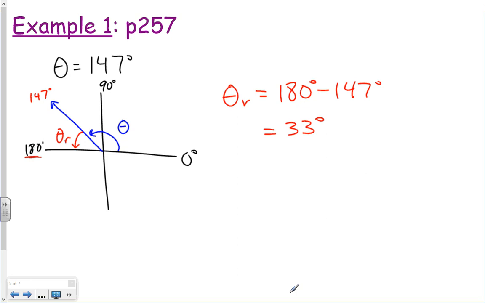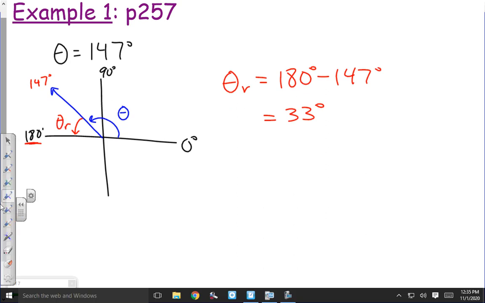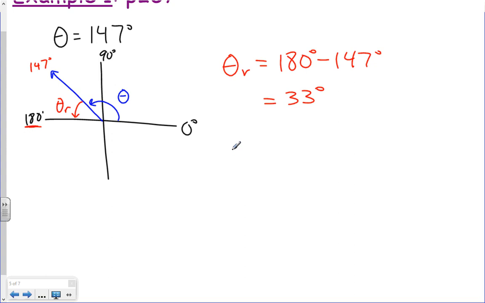And then it says to find the cosine of 147 degrees and the cosine of the reference angle. All right, so let's see if we can do that. Let's do this in black here. I've got to find the cosine of theta, which is 147 degrees, and the cosine of my reference angle, which is 33 degrees.